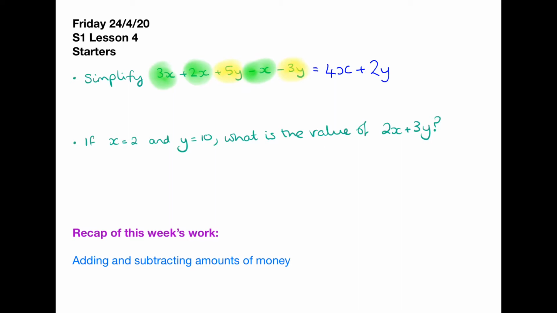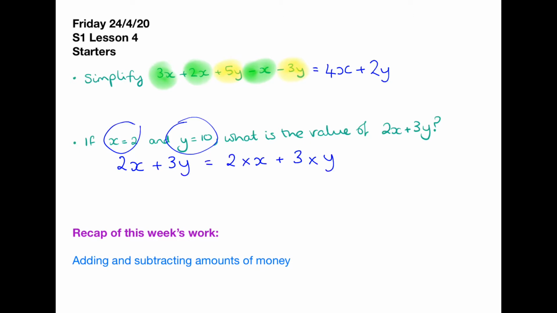If x is 2 and y is 10, what's the value of 2x plus 3y? So 2x plus 3y. Don't forget that what this means is 2 times x plus 3 times y. And you can see here why we write x's not just as a cross, because we need to know that that means times and that means x. Anyway, what we're doing is we're just substituting. So basically we swap out the x's for 2's and the y's for 10's.